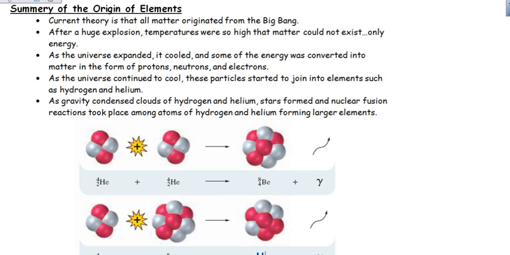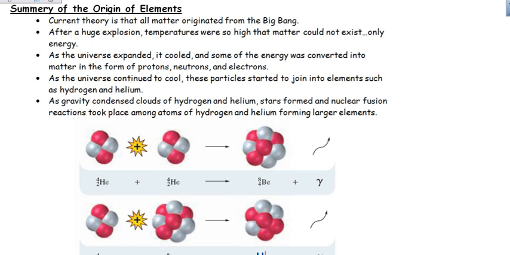Hydrogen being just one proton and one electron, because the atomic mass of hydrogen is about 1. So most hydrogen atoms don't even have neutrons. And then the next simplest element, helium. Helium has 2 protons, 2 electrons, and 2 neutrons, with a mass of 4.